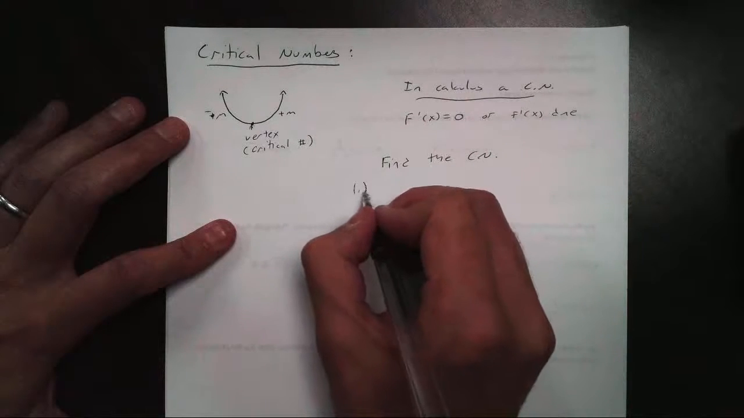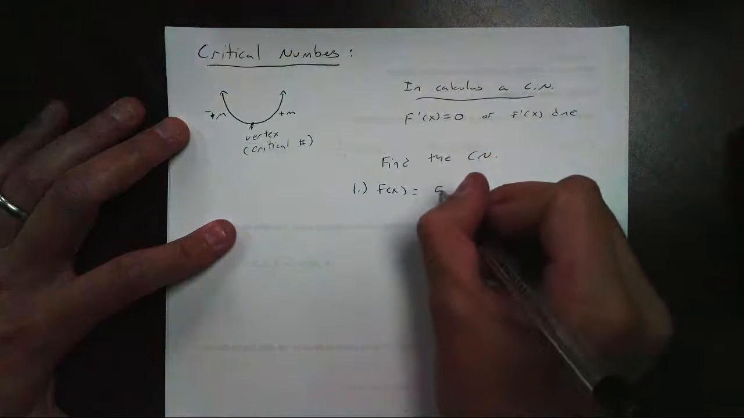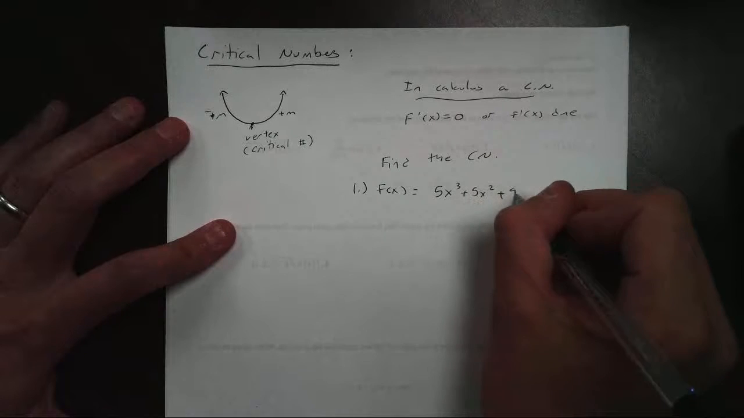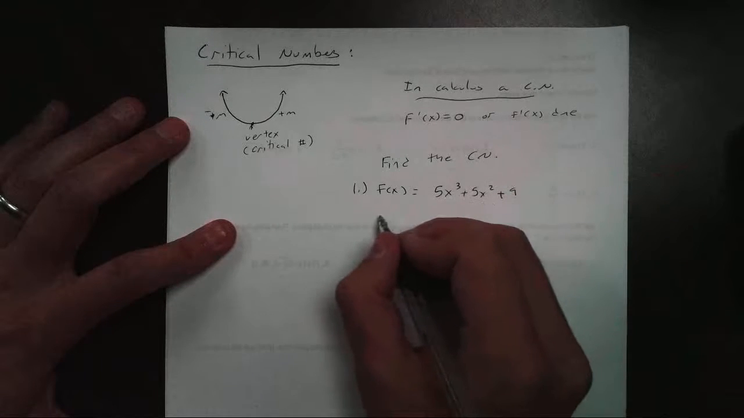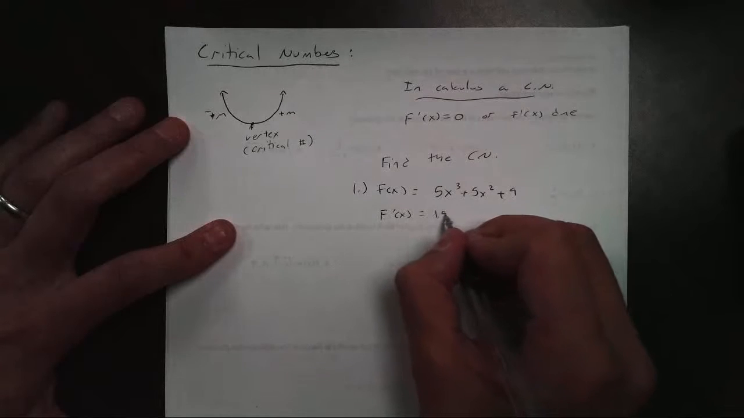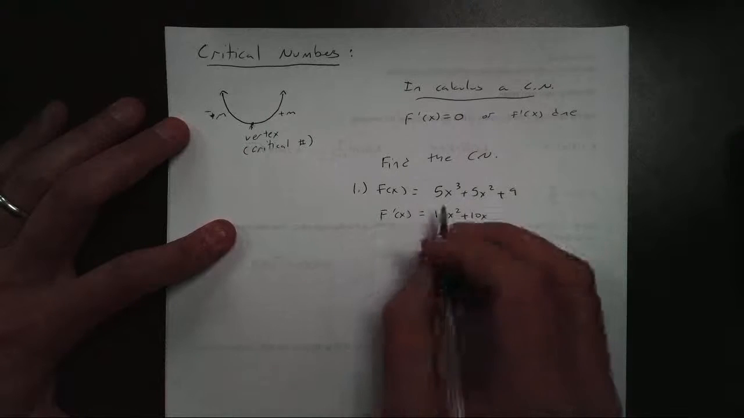So if we take a look at a quick example here, let's say f of x equals 5x cubed plus 5x squared plus 9. And I want to find the critical numbers. Well, my first step is to just take the derivative. We get 15x squared plus 10x. Now remember, the 9 goes away.